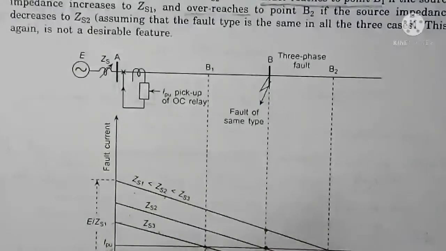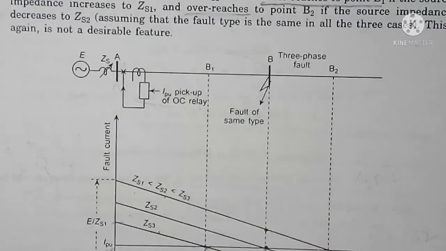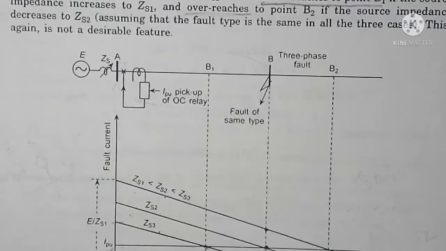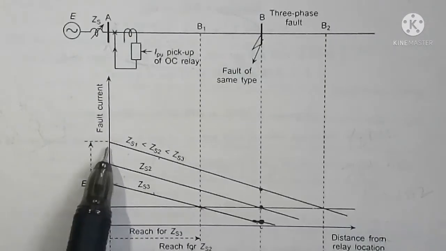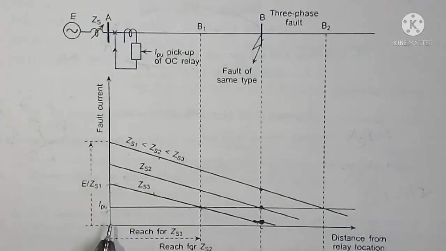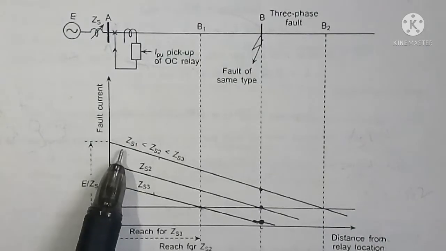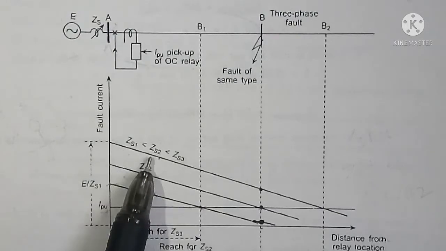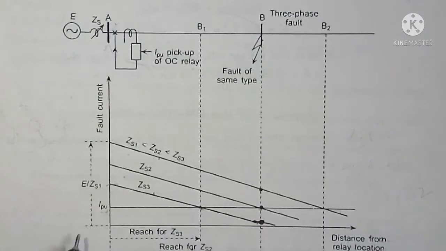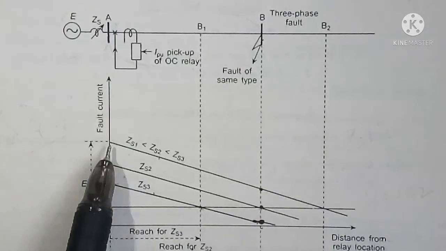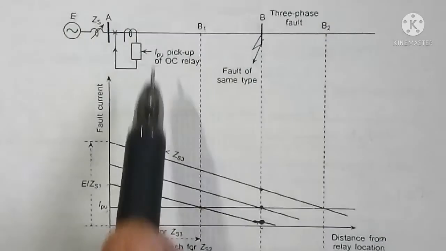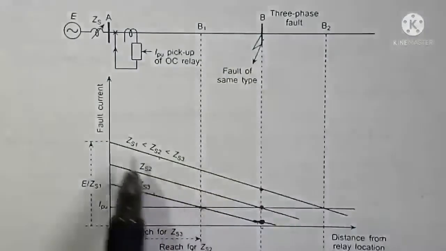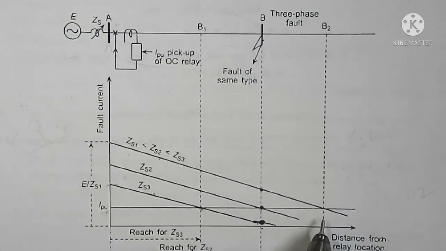And the graph of fault current versus distance from relay location can be now seen here. Fault occurring at relay location, that is zero distance, only ZS1 minimum impedance which is less than ZS2 and ZS3, the fault current will be maximum. But as we go away from the relay location, impedance of the line will be added and the fault current will go on decreasing.